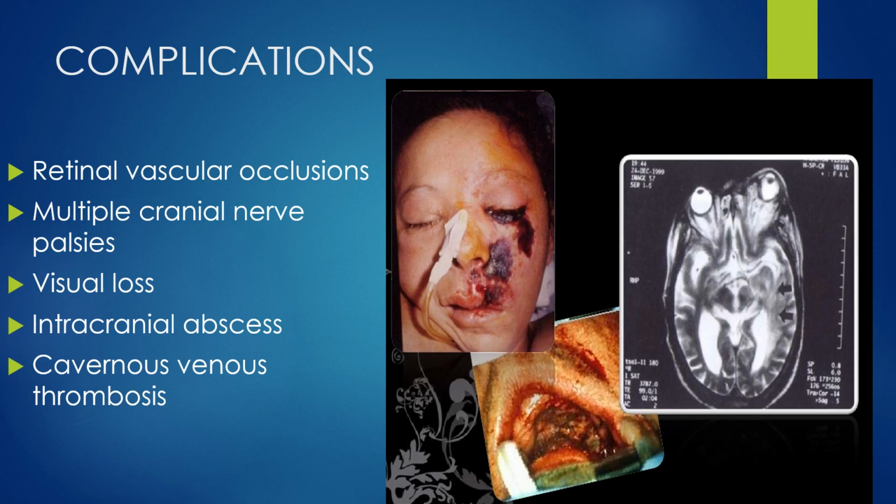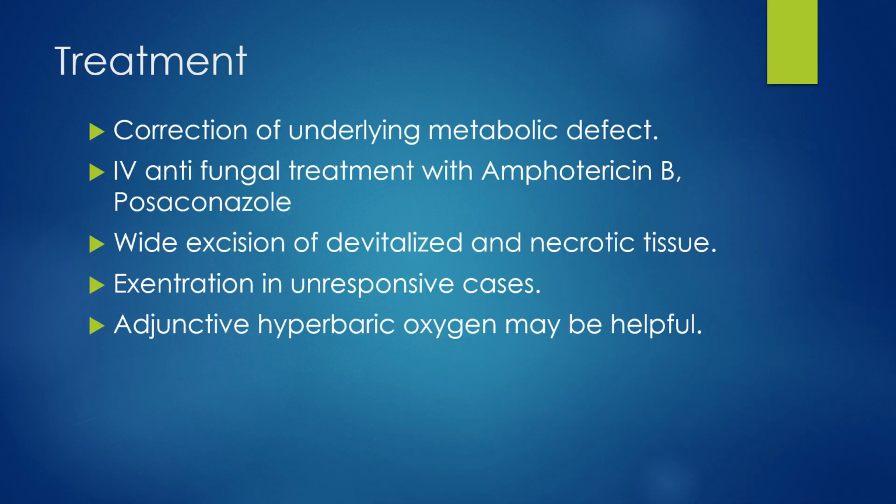Complications of fungal mucormycosis are retinal vascular occlusions, multiple cranial nerve palsies, visual loss, intracranial abscess, and cavernous venous thrombosis. The treatment is correction of the underlying metabolic defect, intravenous antifungal treatment with amphotericin B, posaconazole, wide excision of devitalized and necrotic tissue, and exenteration in unresponsive cases. Adjunctive hyperbaric oxygen may be helpful.